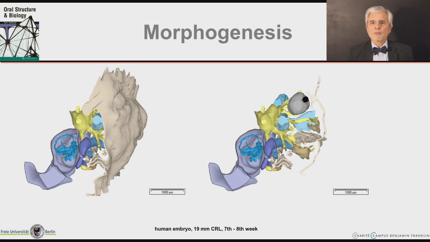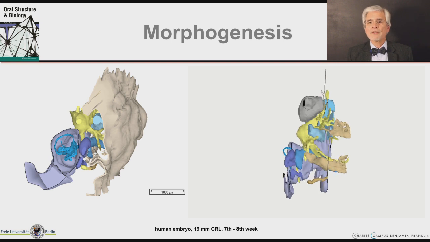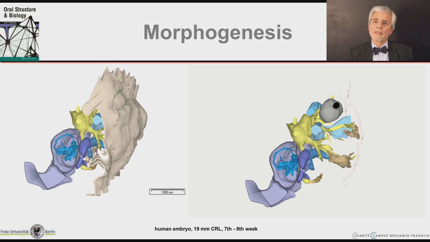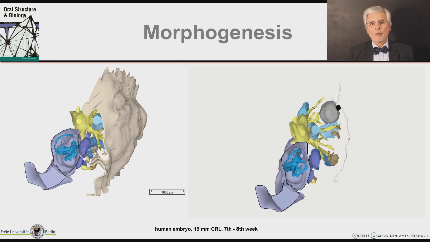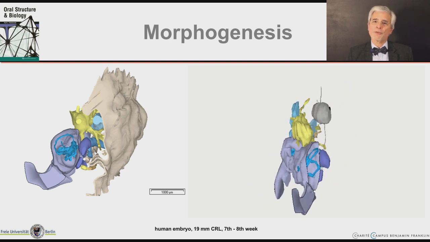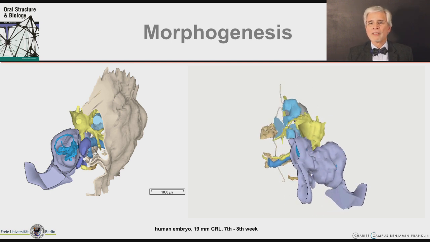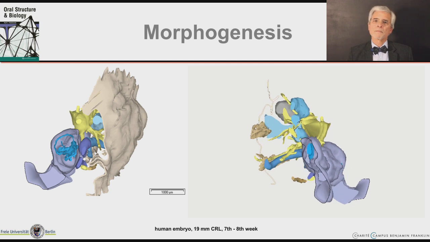We can also look at this reconstruction again by setting it in motion. Pay attention to the positional relationships of the anatomical structures that you all know by now, and which are already present here in the embryo of this 19 mm crown-rump length. That is, as I said, 7th to 8th week.